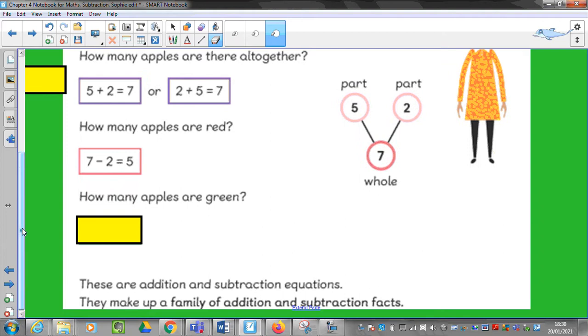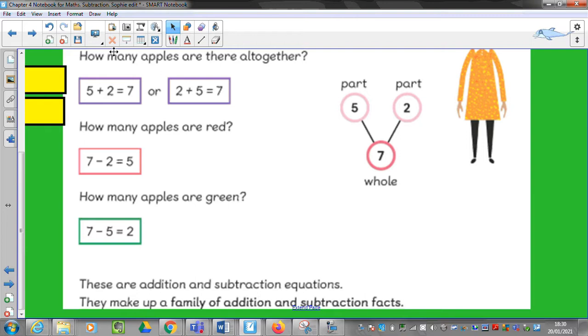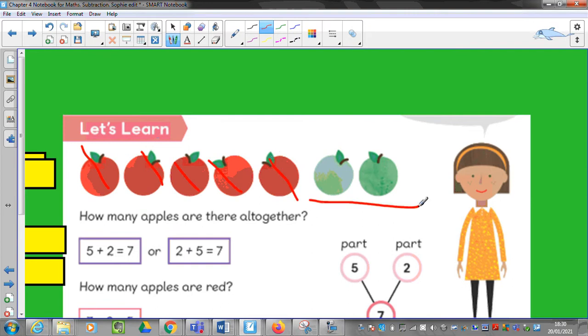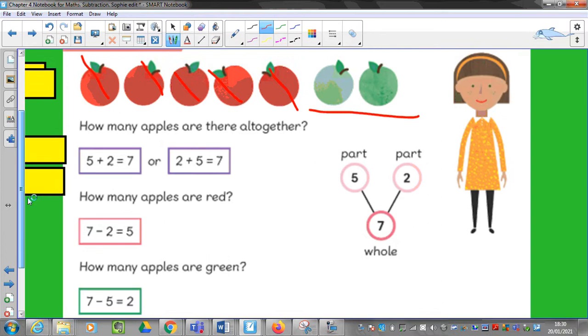Ooh, now let's have a look at what happens with subtraction number sentences then. Is it the same as addition? No, it is not, because addition number sentences are commutative. You can swap the parts around and you will end up with the whole as the answer. But because with our subtraction number sentences, we start with the whole already, the answer is different depending on how many it is that you take away. So this time we've still started with 7, we've taken away our 5 red apples and we are left with 2. So this time our answer is 2.